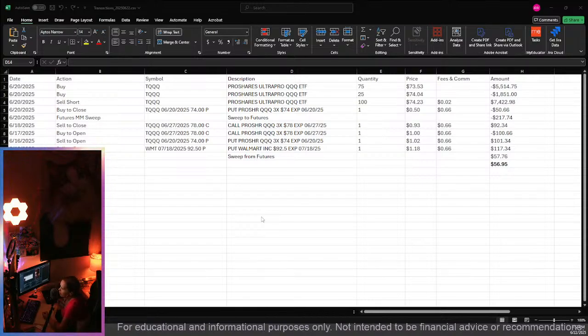No, I could see the problem here too. I'll put on, like, I sold that Walmart put. Okay, well, when I buy that back, it's going to be in a different week. Or when it gets assigned, it'll be in a different week. And so those two things need to be matched up. So you would see a buy to close.